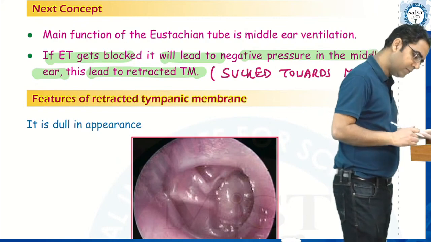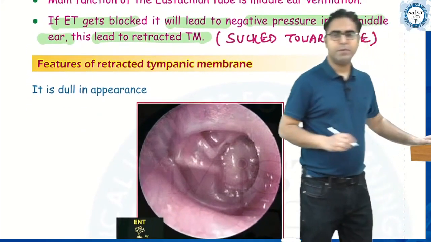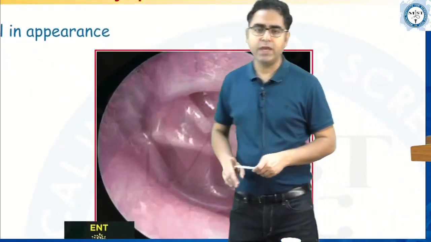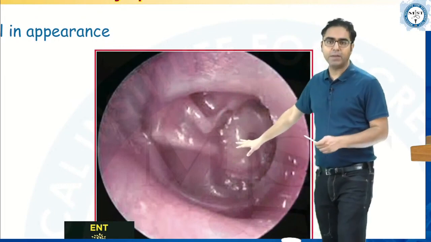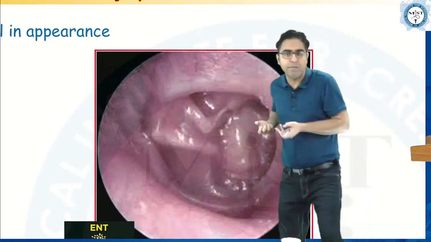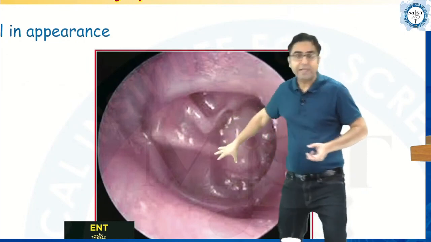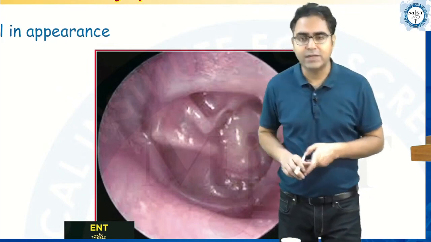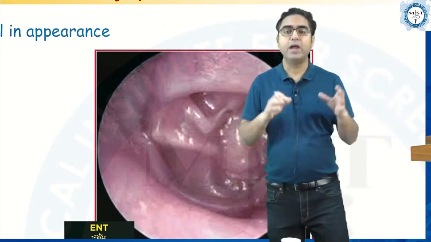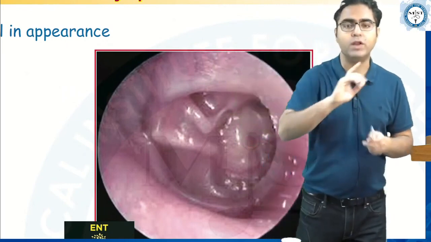Okay, fine. Now, a feature of the retracted tympanic membrane: it is dull in appearance, beta. Can you see that the pearly shine has gone away? This is a retracted tympanic membrane, and you can see it appears as if somebody has sucked it from the backside. Retracted means sucked towards the middle ear. What has sucked it? The negative pressure in the middle ear, beta. Why negative pressure? Because the eustachian tube has got blocked, and the air was supposed to enter the middle ear through the eustachian tube only, beta.